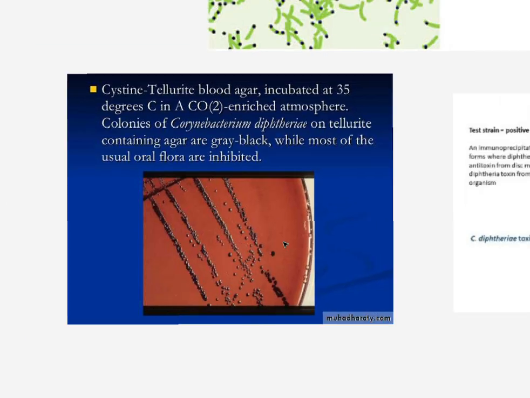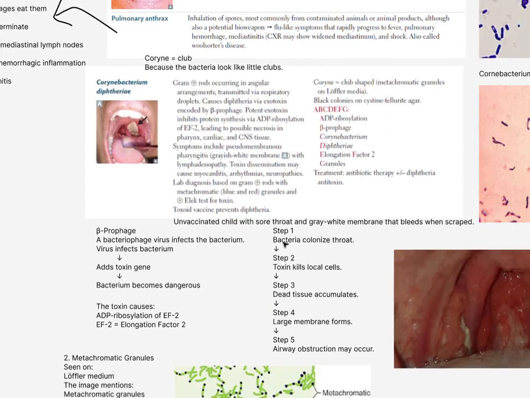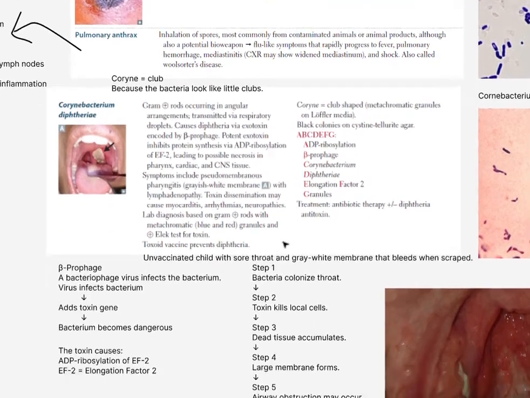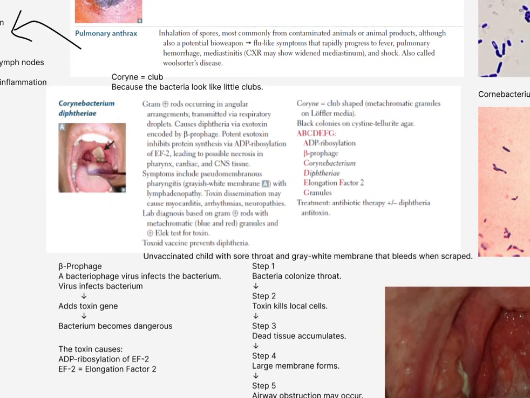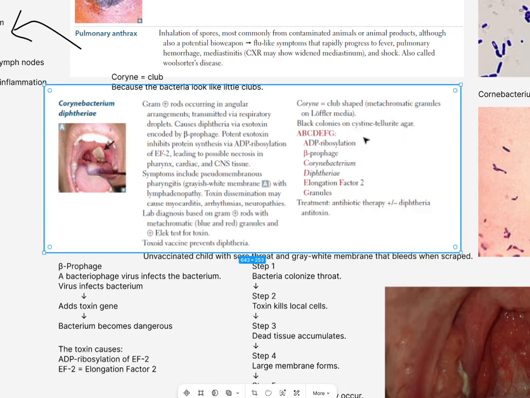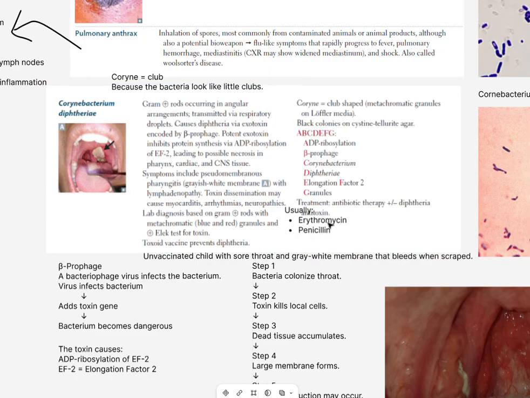Treatment is very important. You must do two things. You need to kill the bacteria, usually with erythromycin and penicillin. That is something to remember. You neutralize the toxin. How do you neutralize the toxin? By giving an antitoxin. So you give erythromycin and penicillin to kill the bacteria, and you neutralize the toxin by giving diphtheria antitoxin, because antibiotics themselves cannot remove the already circulating toxin.